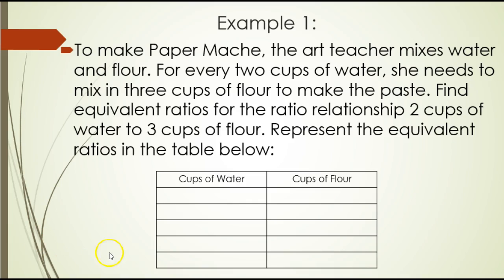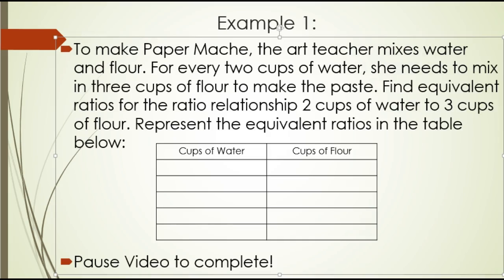So let's look at example 1. Number 1. To make papier-mâché, the art teacher mixes water and flour. For every 2 cups of water, she needs to mix in 3 cups of flour to make the paste. Find equivalent ratios for the ratio relationship 2 cups of water to 3 cups of flour. Represent the equivalent ratios in the table below. Pause video to complete.